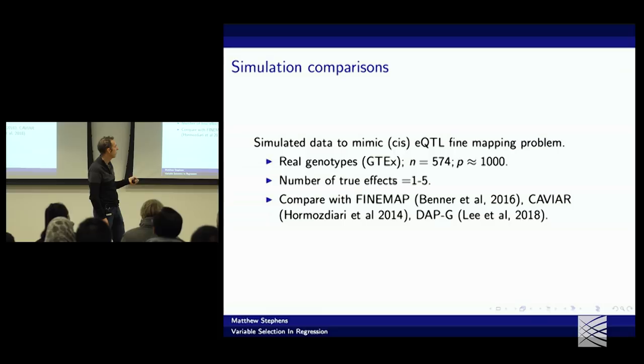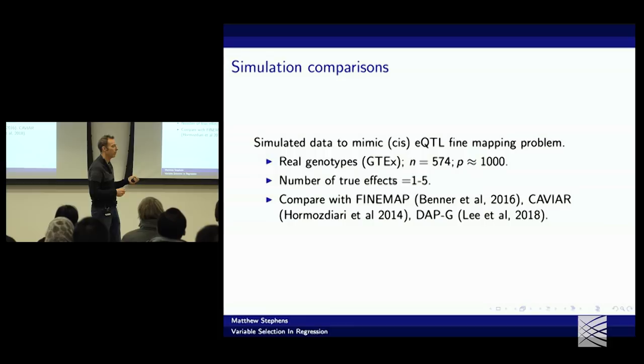Then we compared with these Bayesian methods, FineMap and Caviar. FineMap does a stochastic search to try and find good combinations. Caviar does exhaustive search over all subsets of 1, 2, 3; we stopped at 3 SNPs for Caviar. And DAPG does a different stochastic search. DAPG is the only one of them that comes close to providing the kinds of sets that I talked about. They didn't call them credible sets, but it does provide sets that they call signal clusters. We're going to compare our sets with DAPG at the end.